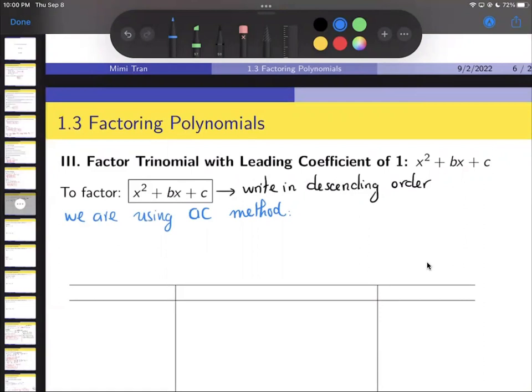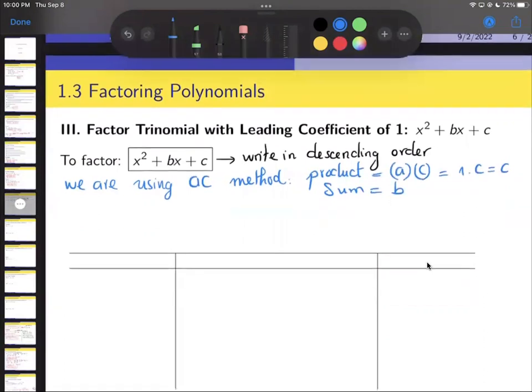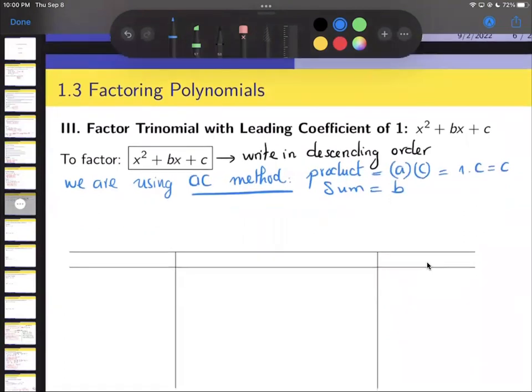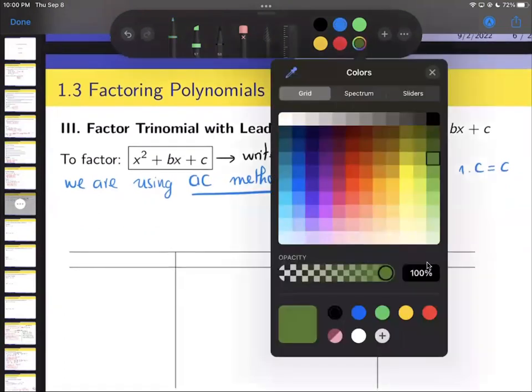The AC method says this: I want you to find two numbers whose product, a lot of times I just denote P, is A times C. In this case, A is 1, so 1 times C is C. And then the sum is the middle coefficient B. Right, so this is the AC method. Another method is called guess and check.